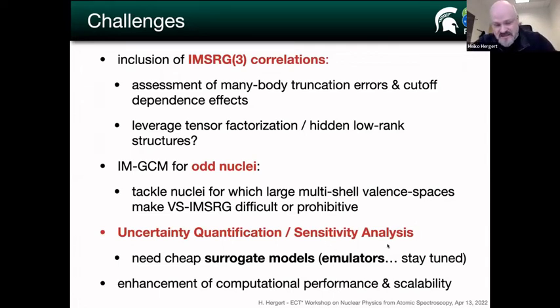UQ and sensitivity analysis is a big thing. And for that, you need to do lots and lots of these calculations. So we need cheap surrogate models, so emulators, in other words. And I hope that I will have some good news on that within a month or so. So we think we made a breakthrough, and there may be a paper in the not too distant future.